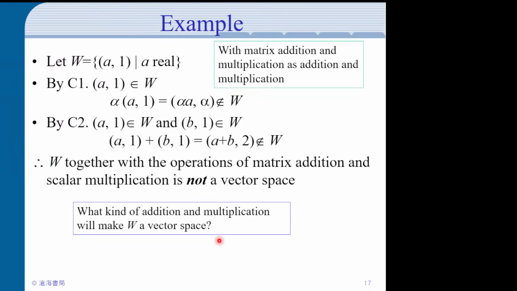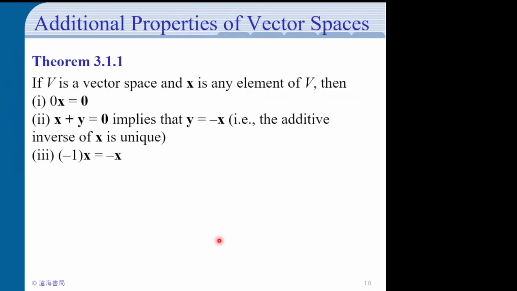Then we go to these things that are a little trivial but actually pretty hard to prove: a theorem. Theorem 3.1.1. The first says the scalar multiplication of 0 on any vector x gives you the 0 vector. The second says the inverse of vector addition is unique. The third one says that -1 times your vector is the inverse of your vector.